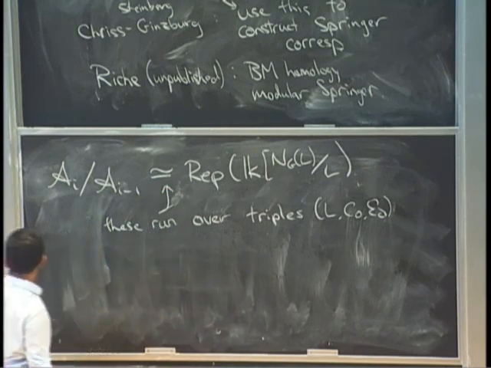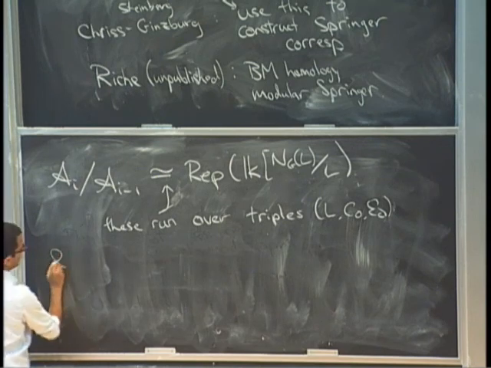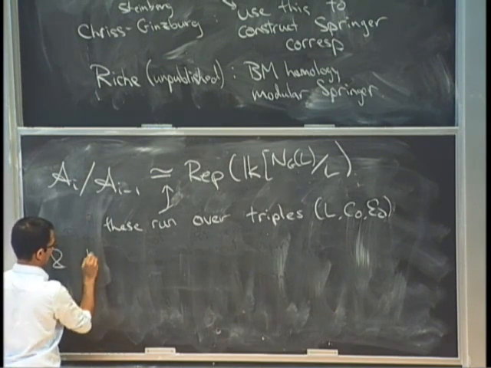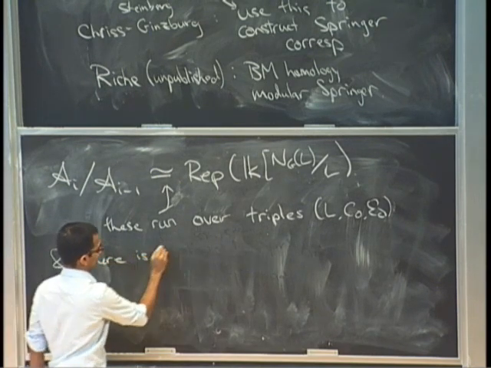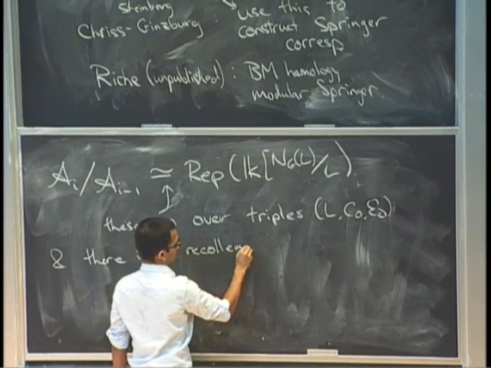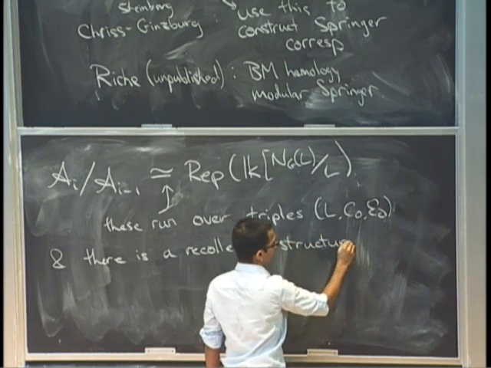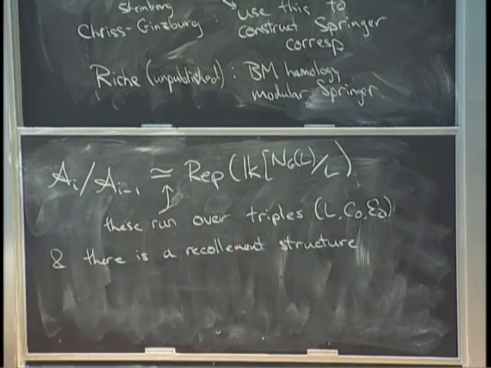So there's a little bit more. There are these Serre subcategories. So the category of all perverse sheaves is somehow built up from these representation categories. And if you know the word recollement, there's a recollement structure here. I expect that this should be true for all groups. But anyway, that's what we know so far. Okay, so I guess I'll stop there.